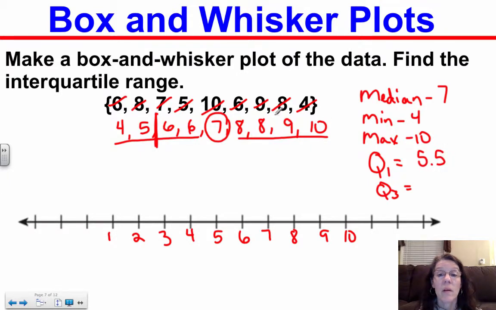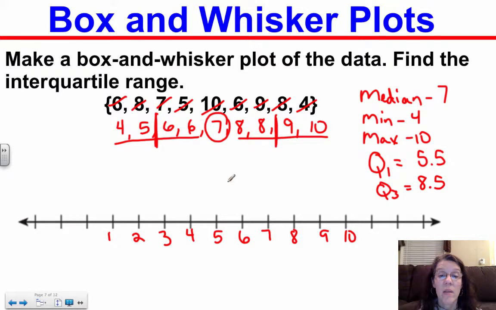Same thing here. Got to find the median of these 4. Notice I did not count this 7 when I was looking at these. This is my first quartile. This is my third quartile. Again, we find the average of these 2. What's the average of 8 and 9? 8.5. These are the ends of our boxes.